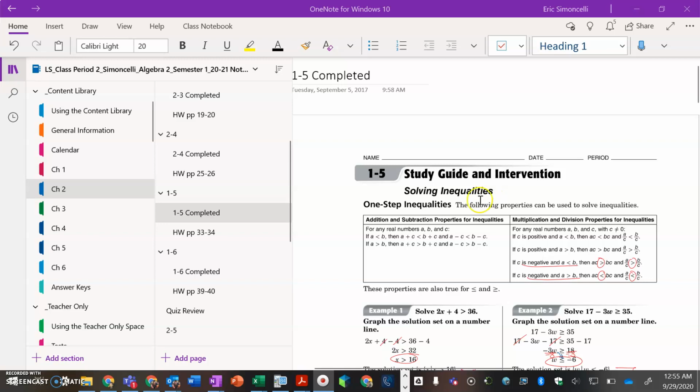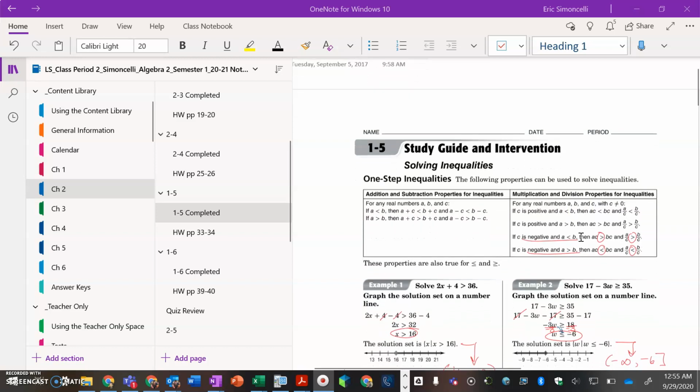In section 1-5 we're going to be taking a look at solving inequalities. To start with, one-step inequalities. So the following properties can be used to solve inequalities. For any real numbers a, b, and c, if a is less than b, then a plus c is less than b plus c, and a minus c is less than b minus c. The idea here is you're adding the same number to both sides in some cases, or you'll be subtracting. The same holds true with greater than, as you can see the inequality carrying over.